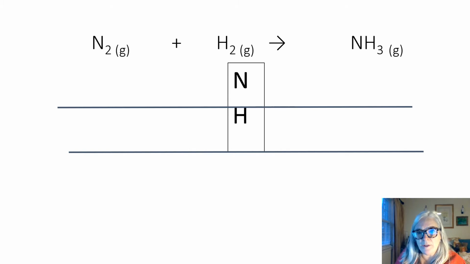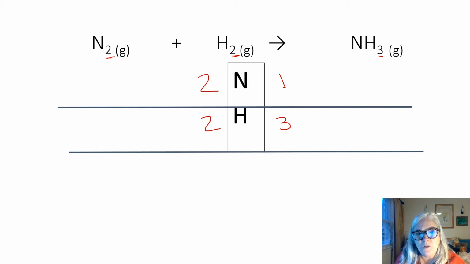Okay, let's walk through another example using this method. In this reaction for the formation of ammonia, both nitrogen and hydrogen are involved. On the reactant side, I have 2 atoms of nitrogen. There's a subscript. And I have 2 atoms of hydrogen. On the product side, I only have 1 atom of nitrogen, but I have 3 atoms of hydrogen. So neither element is balanced.